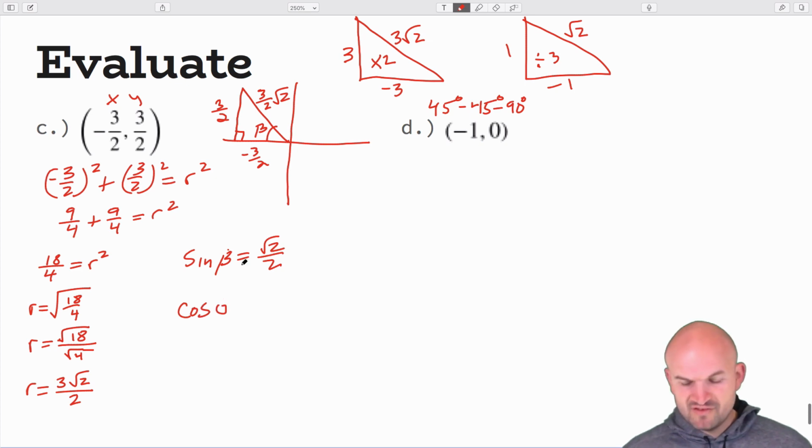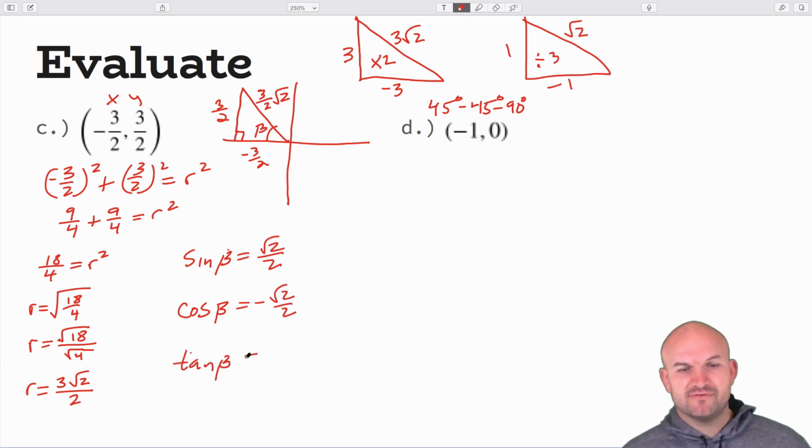The cosine of beta, though, is negative, right, in the second quadrant. So that's going to be negative square root of 2 over 2. And the tangent is going to be negative. And tangent doesn't matter if it's these two fractions, these two, or these two. We know it's just going to be a -1.